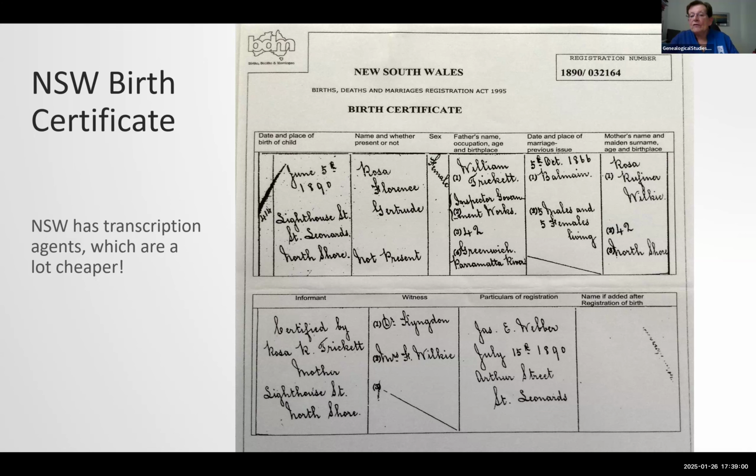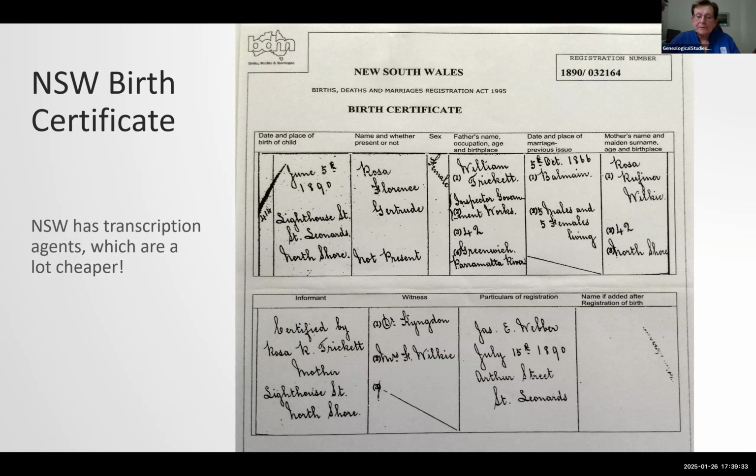From the mother's name, we've got the maiden surname, her age and birthplace. So we know that in this case, Rosa Rufina was formerly Rosa Rufina Wilkie before she married. She is 42 years old, same age as her husband, and in this case, she was born in the district of North Shore, which also is in New South Wales in the Sydney area. We know that Rosa was the informant, given as the mother.